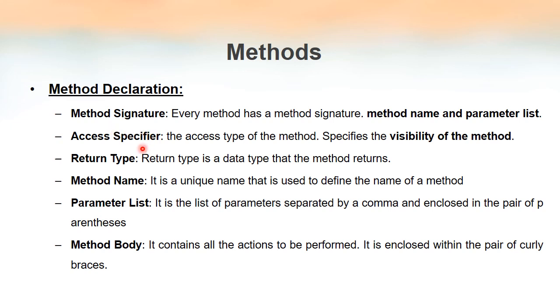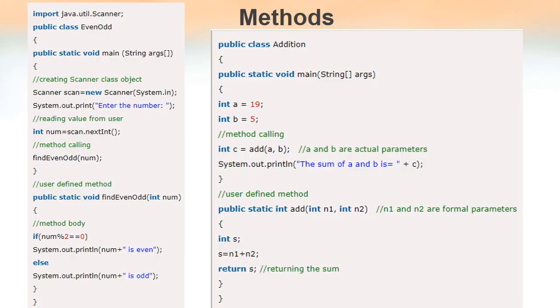These are the explanations of method signature as well as different words that are there inside the method header that I have explained properly. So method body, parameter list, method name, return type, access specifier. Now we will see an example of using methods when we write a Java program.